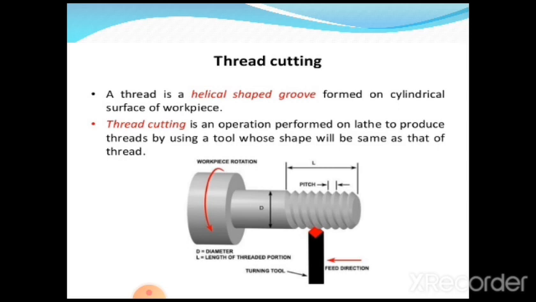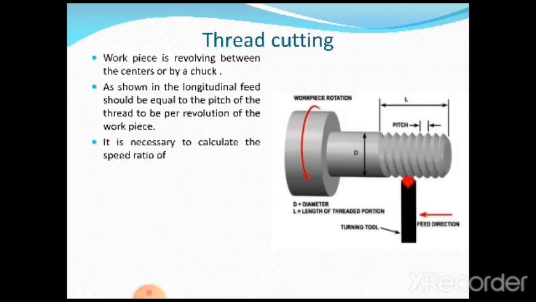Now we are going to discuss in detail again how the thread cutting operation is done. The workpiece is revolving between the centers or by a chuck. This is very, very important. So the workpiece is held either in a chuck or between the centers.